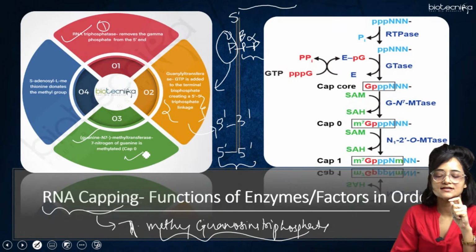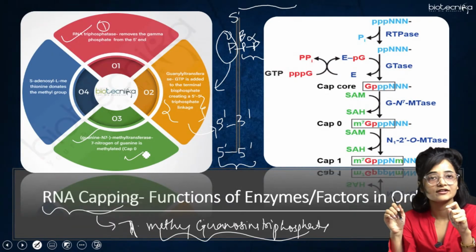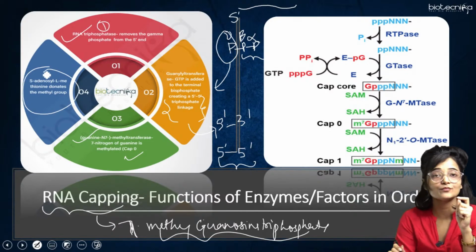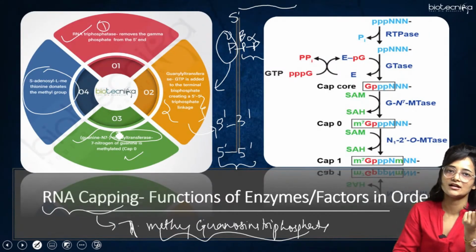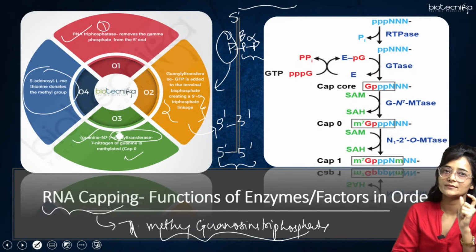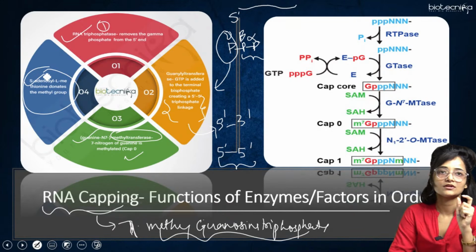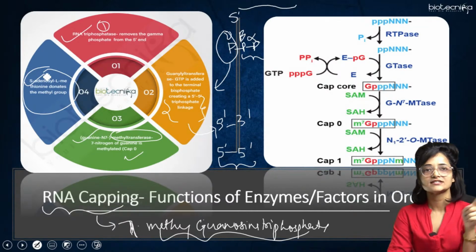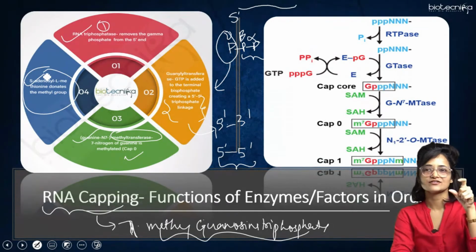After that, S-adenosyl methionine donates a methyl group. The methyl transferase basically transfers the methyl group to the 7th position of the guanosine, but the methyl group comes from this particular molecule, the S-adenosyl L-methionine. It donates the methyl group, right? So this is the order of the enzymes which takes place in RNA capping.